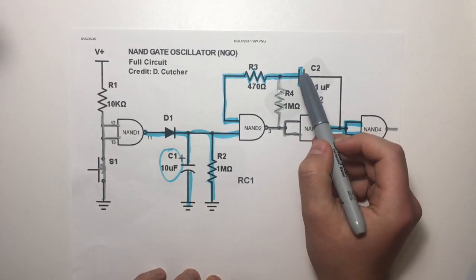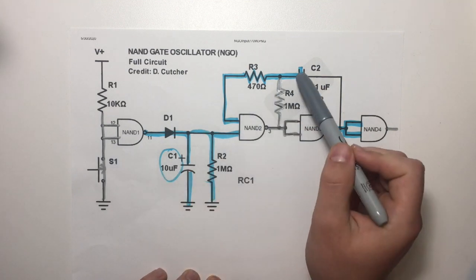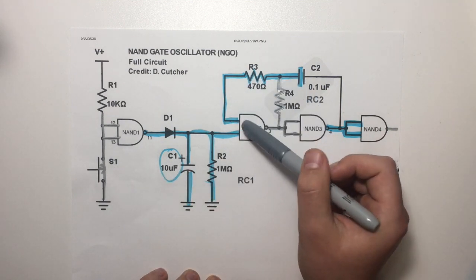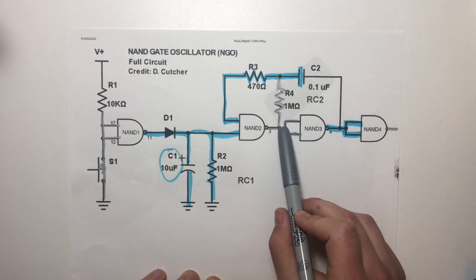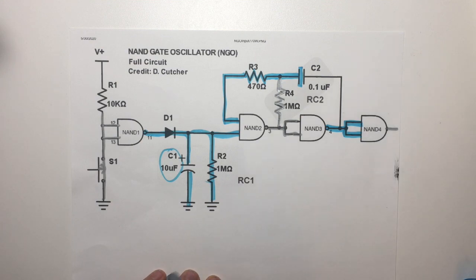C2 now begins to discharge the charge which it had built up before S1 was pressed into the input A of NAND 2, which creates a low here, which creates a high here, which creates a low that goes out to the rest of the circuit.